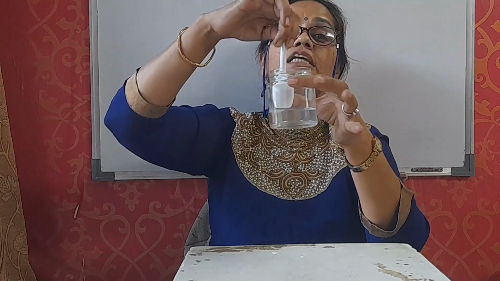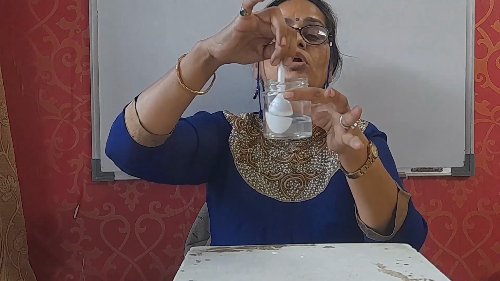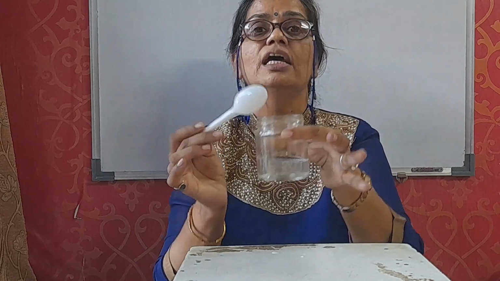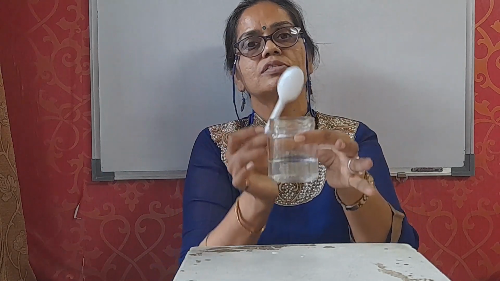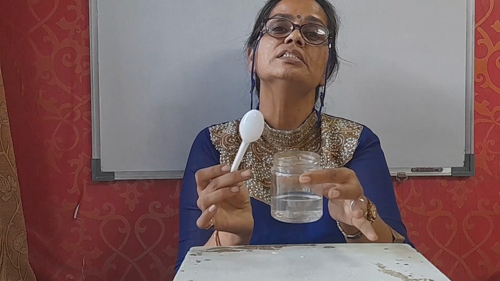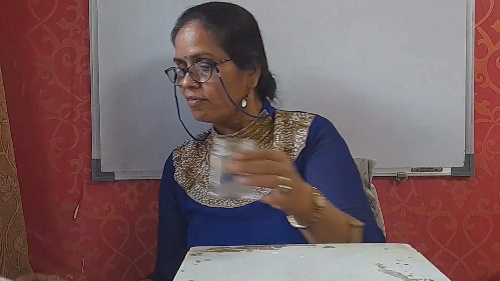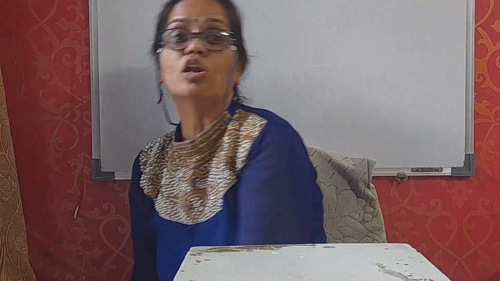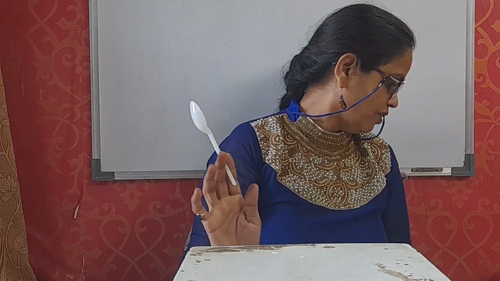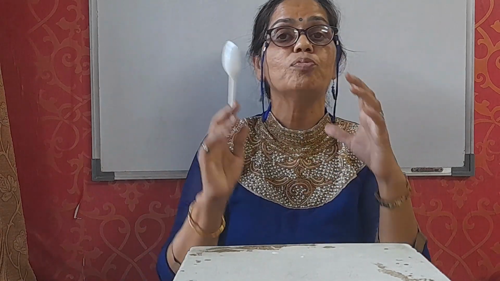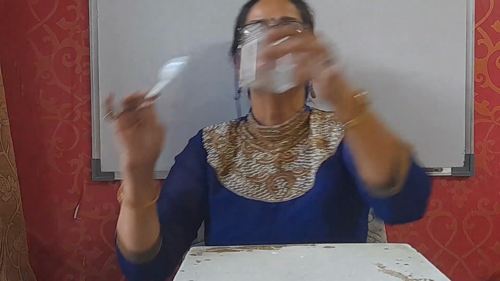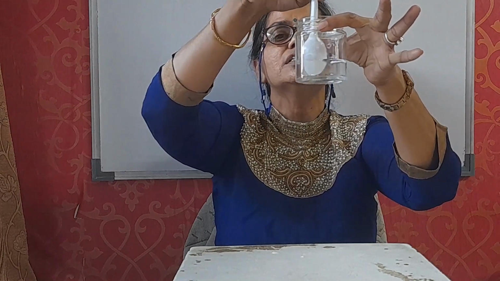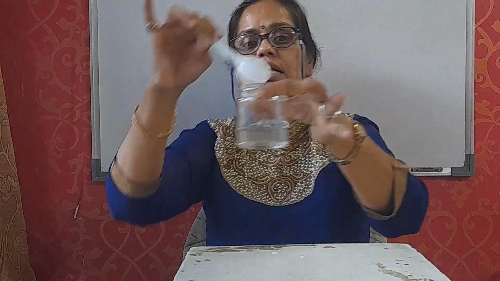So the salt is called solute, water is called solvent, and salt plus water is known as solution. Now I will show you the solubility test. Solubility test means here first of all I will show you which substances are soluble in water. First, you have already seen that salt is soluble in water.